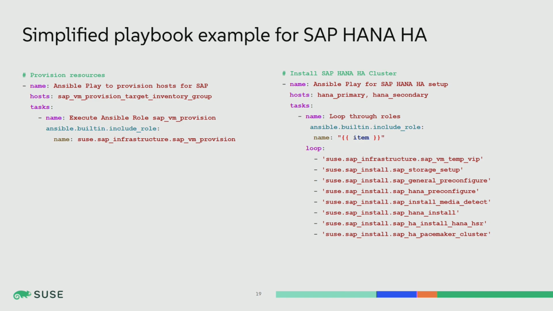This is for SAP HANA HA. So you can see it goes through all the SAP install roles that we mentioned in the previous slides until it gets to the cluster and when it's finished. So this is super simplified, just for example. Do not take it as a real playbook, please.